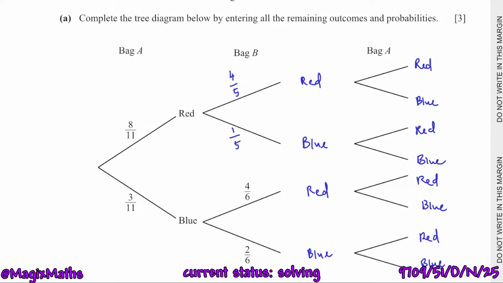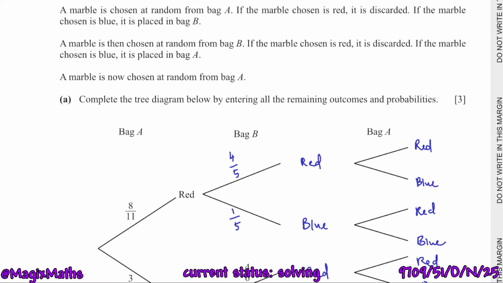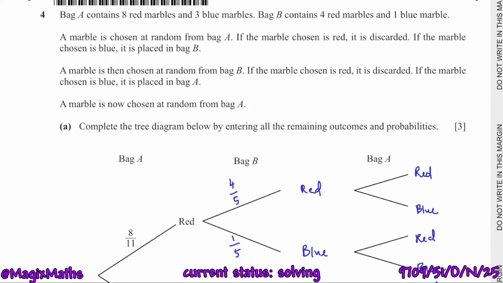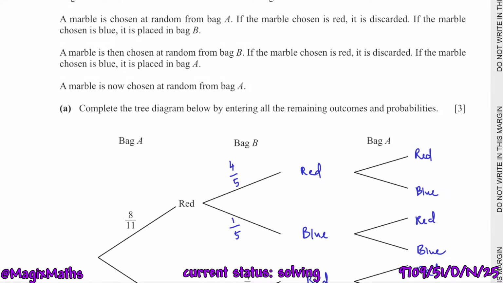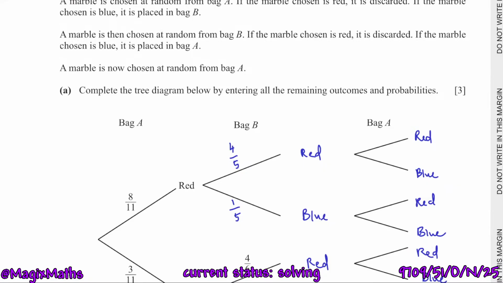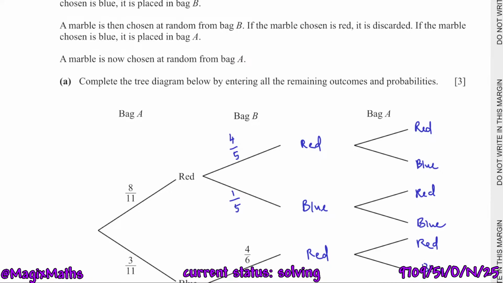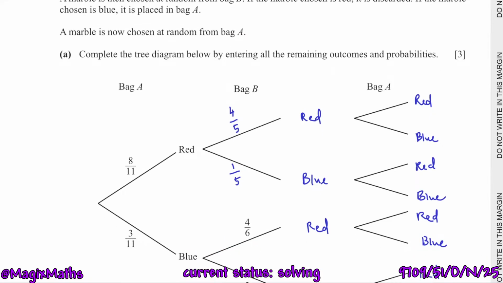Now remember that if it's red, then it doesn't affect. Wait, this is bag A. We took out one marble from the previous attempt, and it's not replaced. Now the second statement says that after choosing the marble from bag B, it's the same thing. If it's red, then it's discarded. If it's blue, then it's placed in bag A.